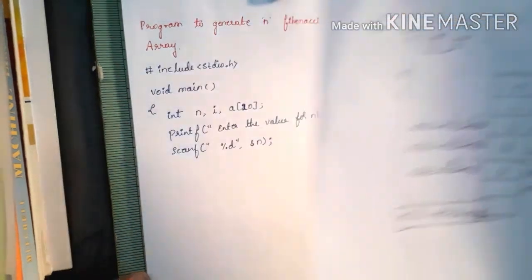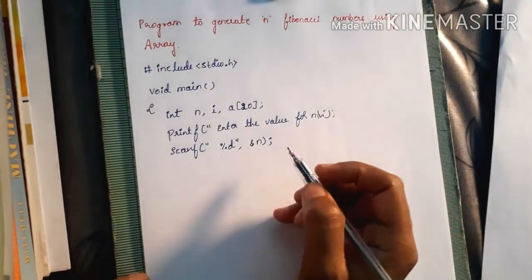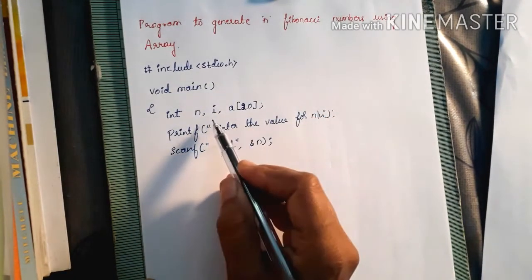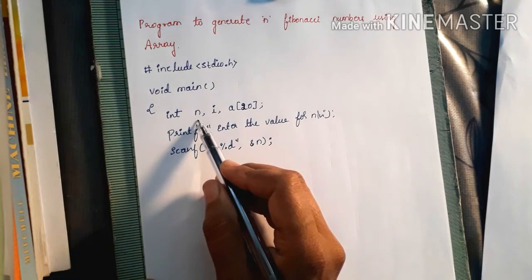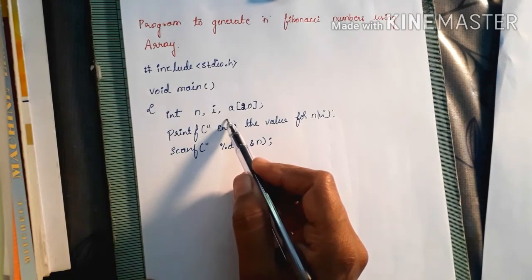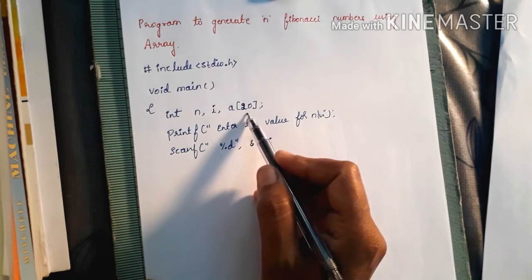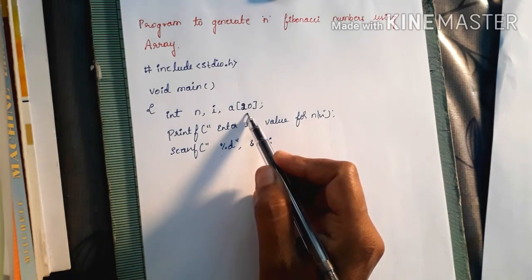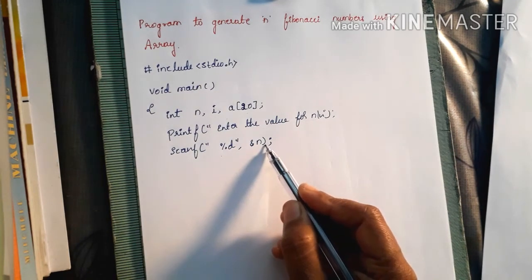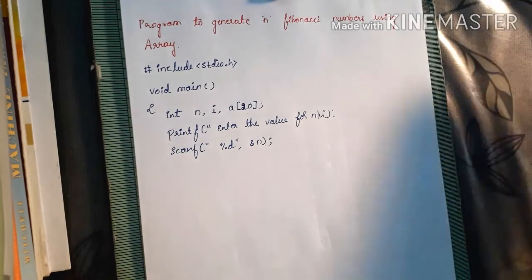Now, we will write the program for this. First, declare the variables. Here I have taken the variable n, that indicates the number of Fibonacci terms that I want to print. I to specify the position of the array element and have taken an array A to store the Fibonacci terms. Next, input a value for n which indicates the number of Fibonacci terms that I want to print.